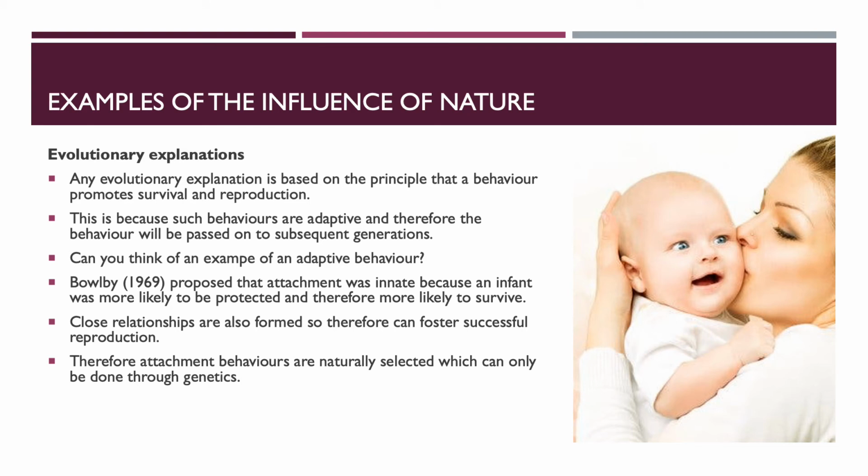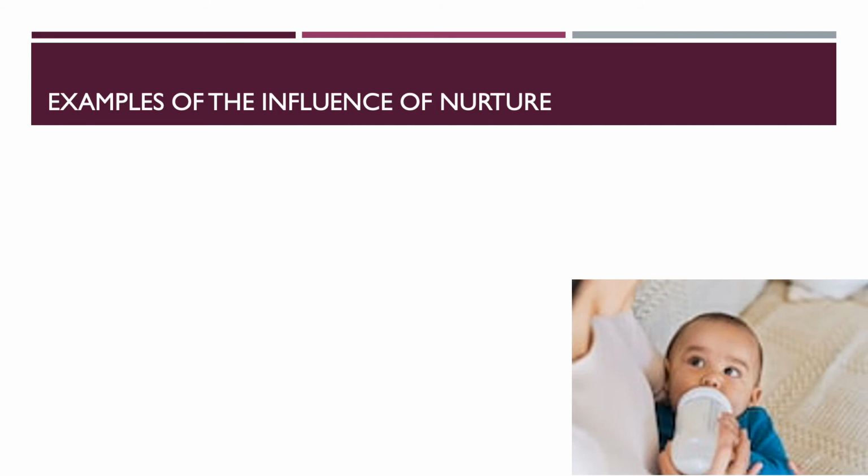Therefore, attachment behaviours are naturally selected, which can only be done through genetics. So that's nature, evolutionary explanations, and genetic explanation. And then in terms of examples of the influence of nurture, we're going to look at behaviourism, social learning theory, and other explanations. But firstly, we're going to look at behaviourism.